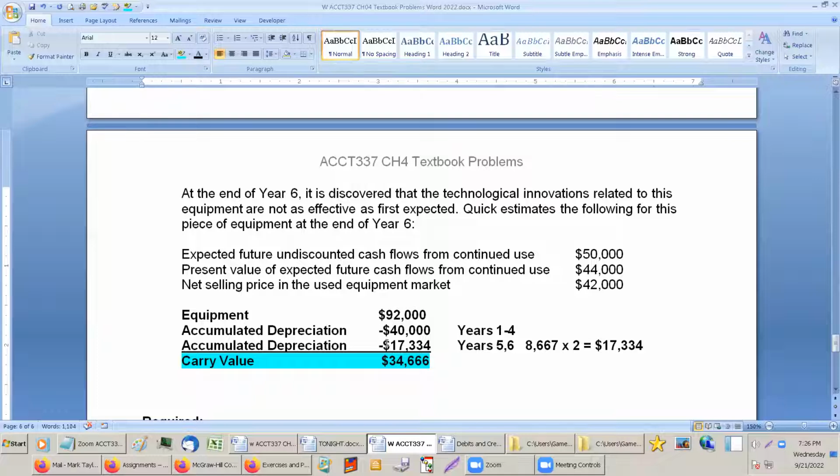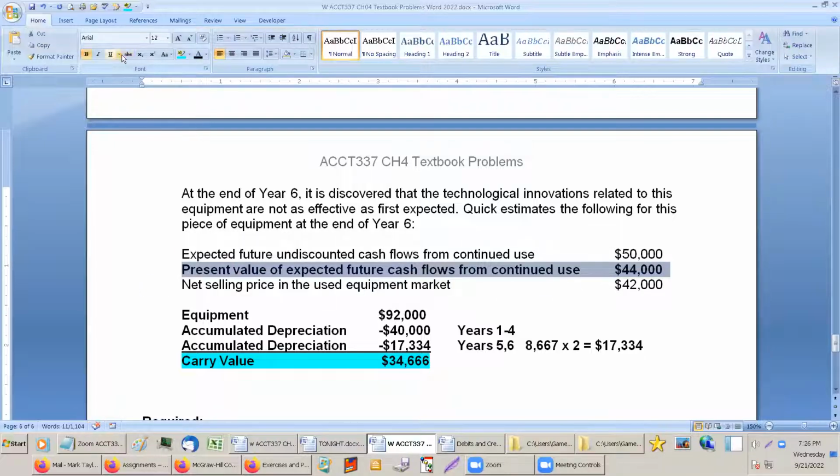Okay. So all of these are higher than our carry value. 44,000, 42,000. So this is the one that is, I was messing up my stuff. This is the one that is the higher of the two, right?